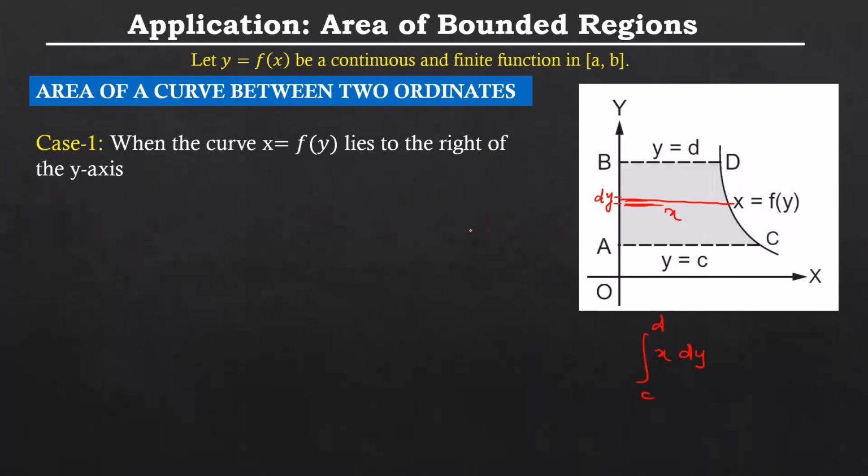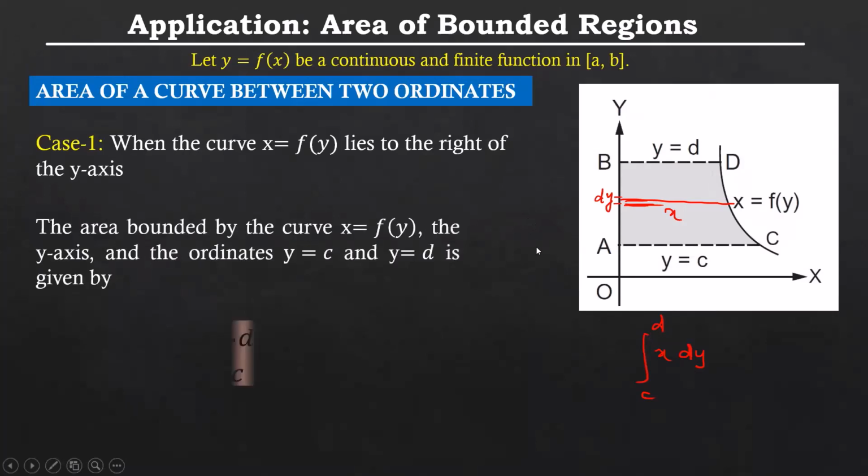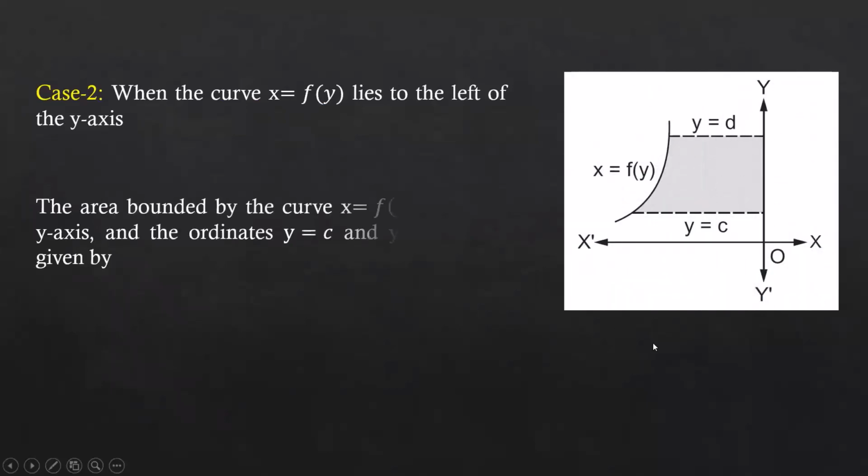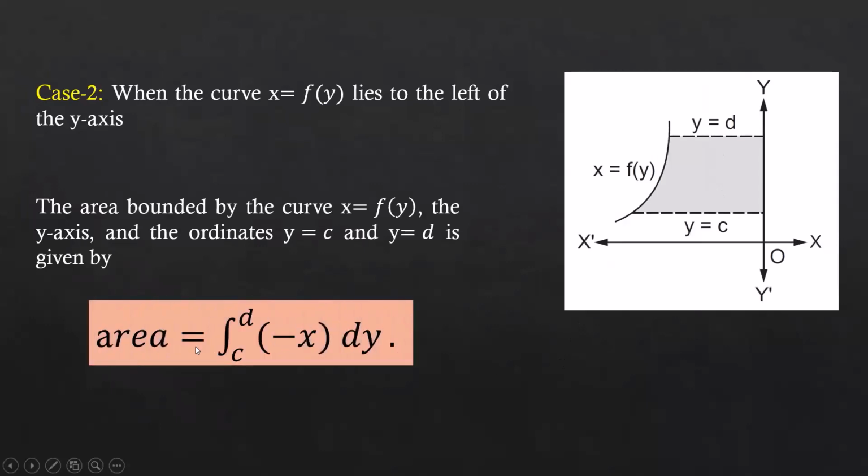And similar for the left side. If the curve lies in the left side of the y-axis, then you take minus of x, and you can perform the similar integration. Okay. And so this is the figure, and this is the process how you can solve the area of c to d minus of x d of y. So this is the left side term, and this is minus of x and infinitesimal length of dy. Okay, so this is the pattern.